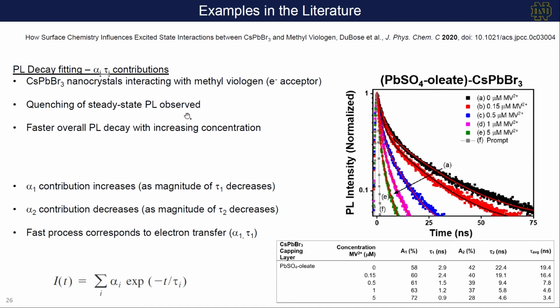In the steady state PL, we saw a nice quenching of the PL as we added more and more of the electron acceptor. We can also see a much faster PL decay as we increase the concentration of that electron acceptor. The black trace here is the cesium bromide nanocrystals by themselves, and as you can see, the PL decay is getting much, much faster as we add more and more of that quencher. It's important at this point to show that we also show the prompt, or the instrument response function, as these gray squares here.